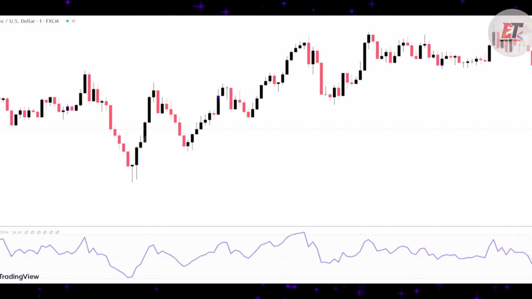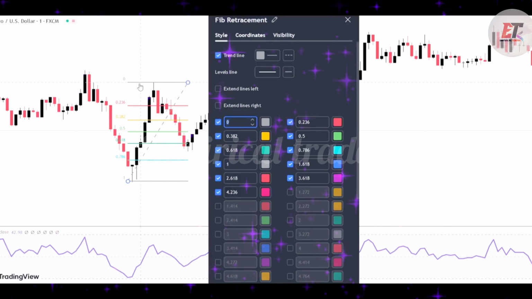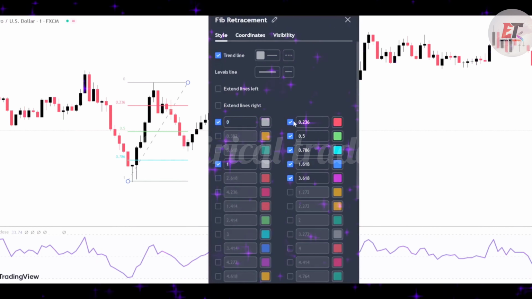Another way is by using premium and discount concepts. This is done with the help of the Fibonacci retracement tool that we can find on the left side bar in TradingView. In a bullish market, we take the Fibonacci from the low to the top of the impulsive move. We want to disable all levels besides 1, 0.5, and 0. These are all the levels we need.